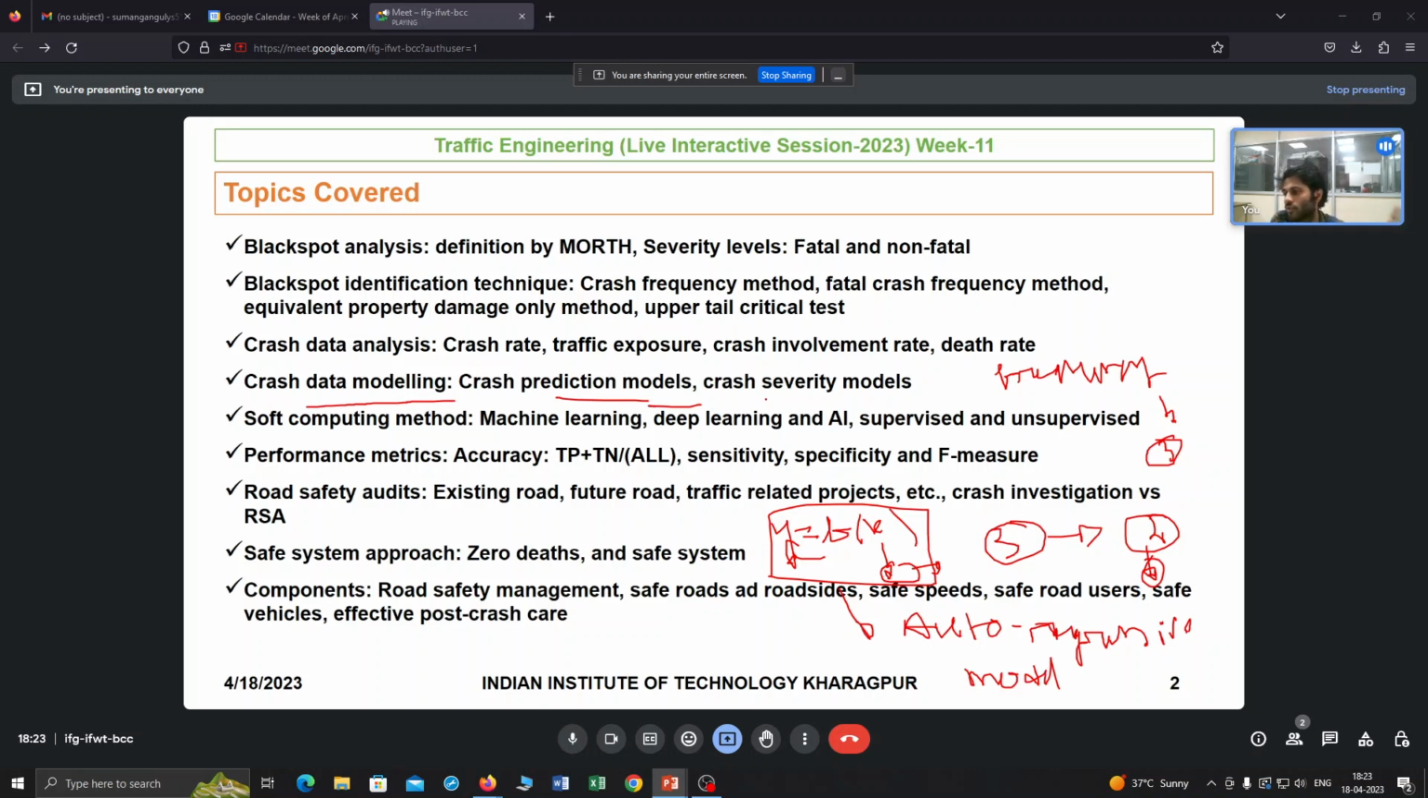Crash frequencies and crash severities are two different things. Severity means what is the severity level? Is it that fatal accidents are more frequent, or major and minor injuries? That is also a different kind of prediction model. So it could be a crash prediction model, or it could be a crash severity model. Generally, crash prediction means it's a continuous variable.